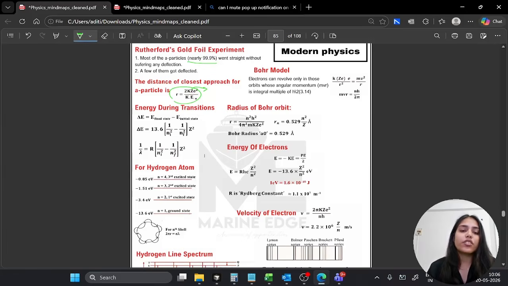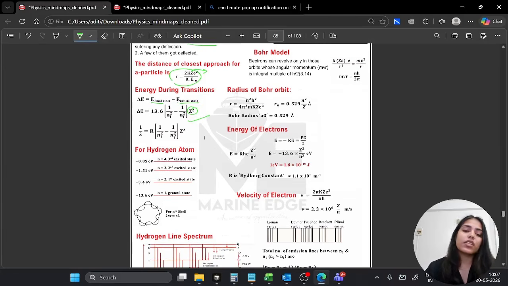Now, energy during transition. Whenever we are shifting a particle from one stage to another, or one shell to another, the energy is the final stage minus the initial stage. So the formula is 13.6 into 1 by n1 square minus 1 by nf square, into the atomic number. Now for the hydrogen element, in the different excitation stages, in the ground state, this is the voltage of the particle, and as we keep shifting to the upper stages, the amount of energy required for the electron to jump out of the shell is as follows.